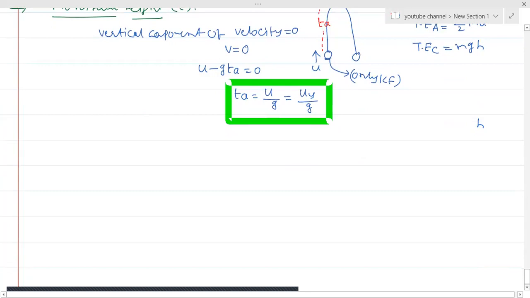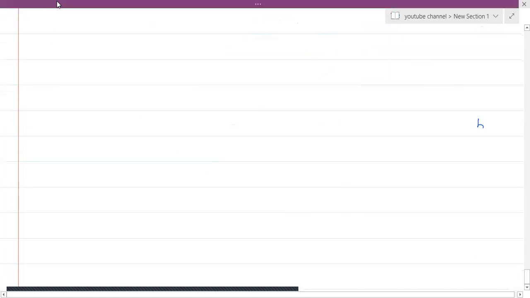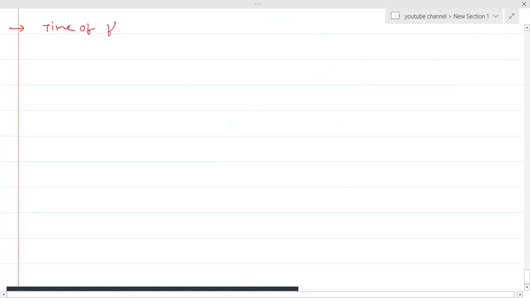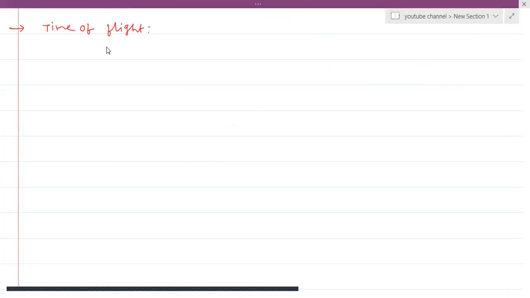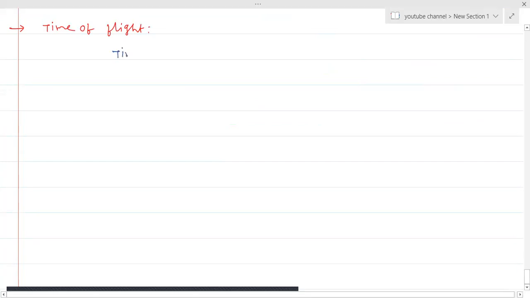After discussing the maximum height, generally we think of the point of striking. So that is time of flight. Time of flight means time taken by the body to remain in air.